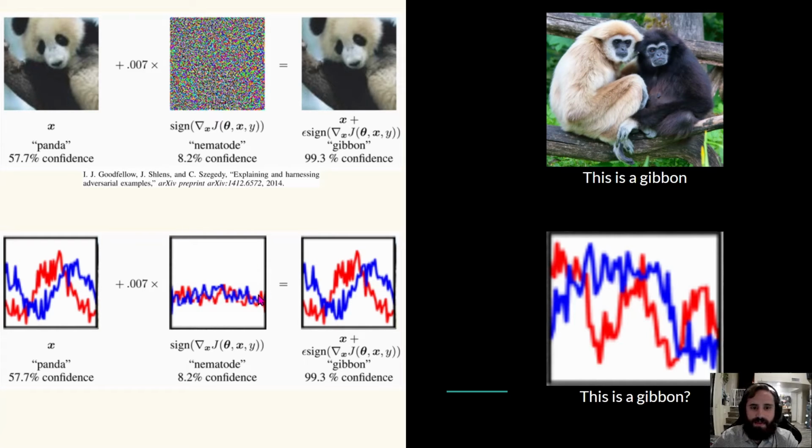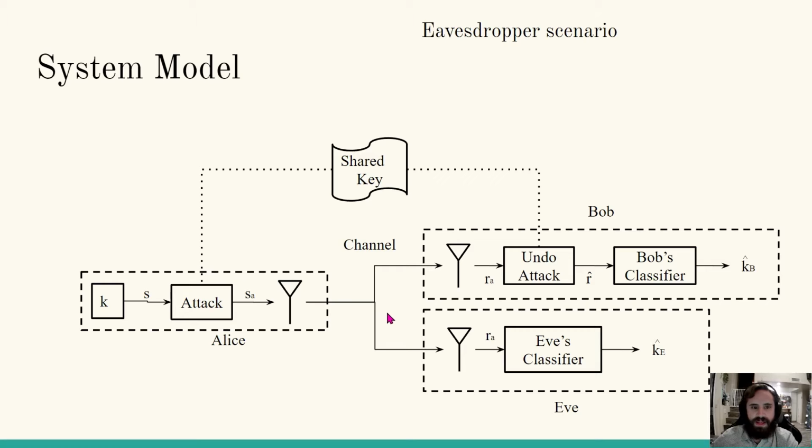And we can do the same thing with modulation classification of signals. We can add some information or signal to another signal to perturb it slightly and fool a neural network. We have an eavesdropper scenario. Alice is talking to Bob and Eve is listening in on their communication. Alice will sample from the modulation format K some signal S, and she will apply an adversarial attack to S to produce an adversarial example S sub A. S sub A is then transmitted over the channel, and Bob will receive that signal.